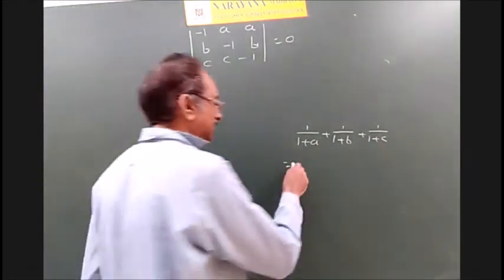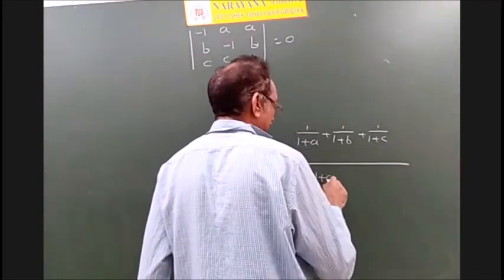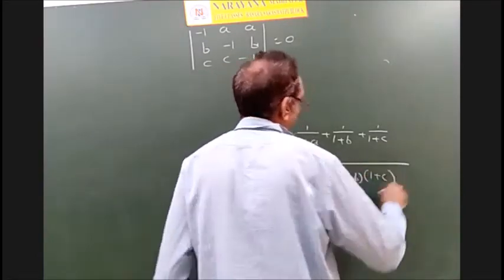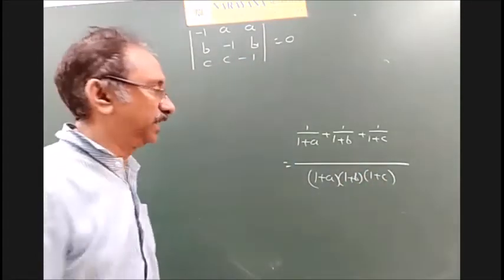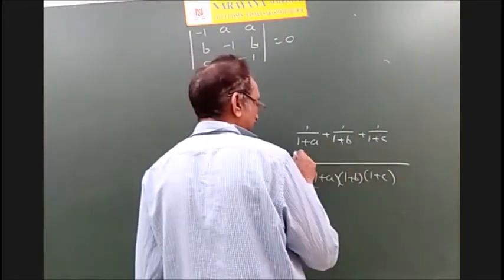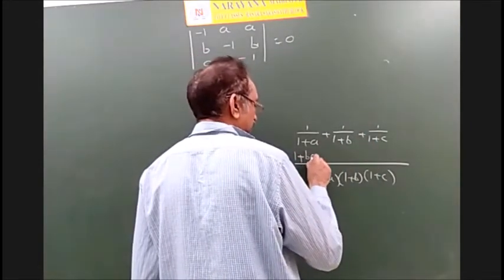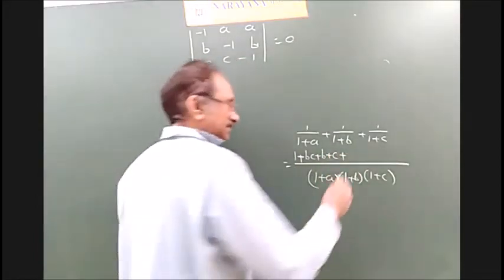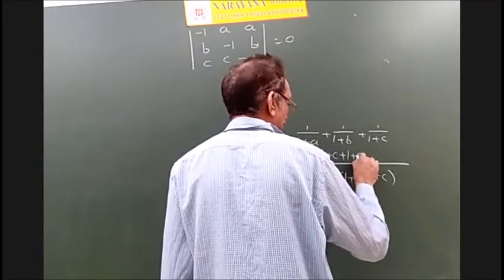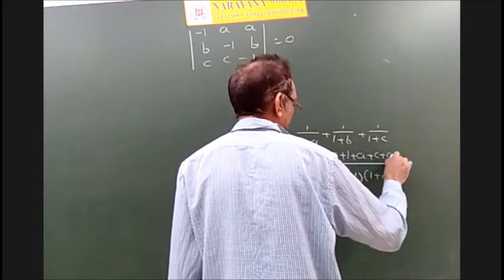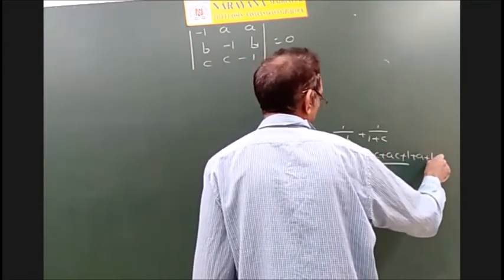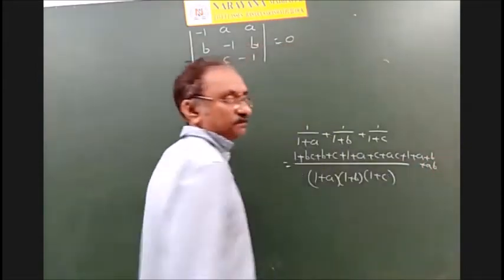And what is the LCM? 1 plus a into 1 plus b into 1 plus c. What is the numerator? 1 plus b into 1 plus c, that is 1 plus bc plus b plus c. Similarly for this, 1 plus a plus c plus ac. For the third one, 1 plus a plus b plus ab.